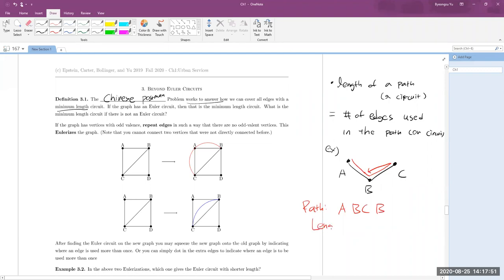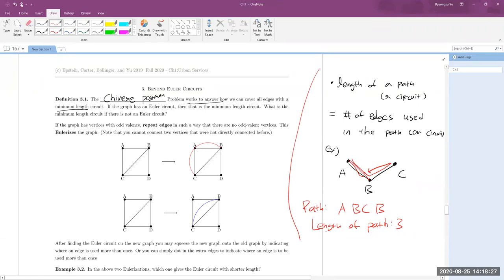Then what is the length of this path? Three in this case, because although there are four vertices, there are only three edges used: AB, BC, and BC again. So the length of this path is just three, right? Does it make sense? So that's the concept of length.